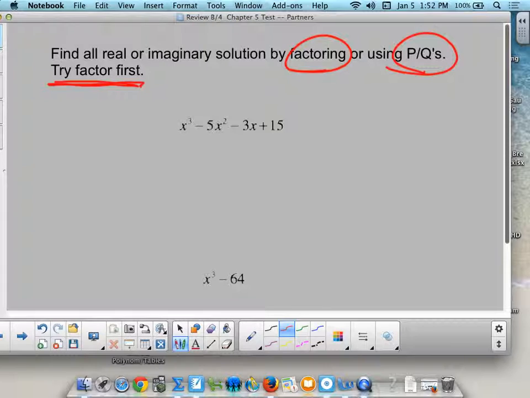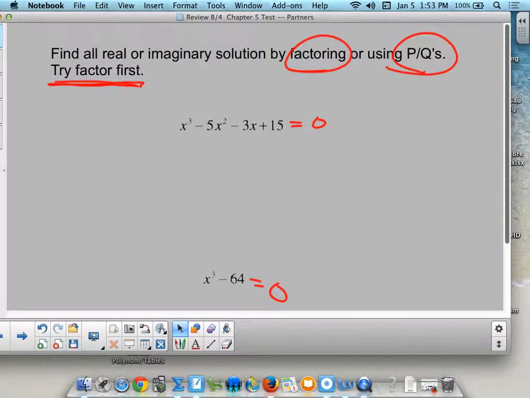Oh, forgot something. Forgot my 0. Can you read that? Probably not. Okay, there you go.